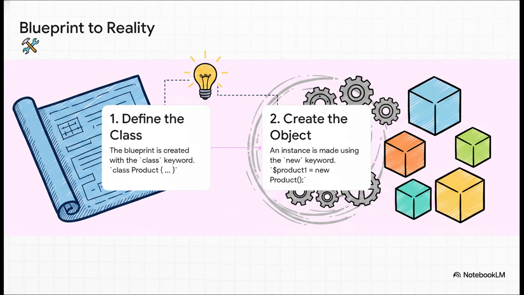So how do we actually go from that blueprint to a real house? It's actually a super simple two-step process. First, you define your class using the class keyword. That's you drawing up the plans. Then, step 2, you create an actual object from that class using the new keyword. That's the magic moment. It's when your abstract plan becomes a concrete, usable thing in your program.